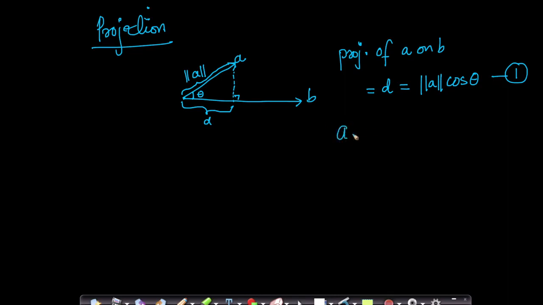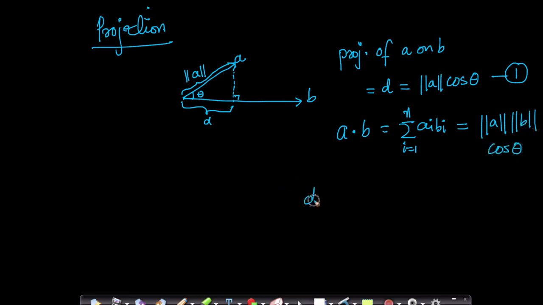We also know that A dot B is nothing but the summation over i of A_i B_i, if A is an n-dimensional vector. That's why I don't put any axis here. A and B could be vectors of any dimension. This is what A dot B is. A dot B is also the length of A multiplied by the length of B multiplied by cos theta.